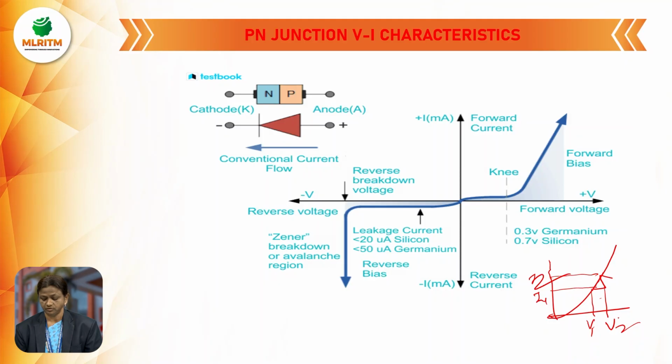So, this is nothing but delta V by delta I. Here delta V is nothing but V2 minus V1. Delta I is nothing but I2 minus I1. So, the reciprocal of the slope of this curve is nothing but the dynamic resistance, small rf.